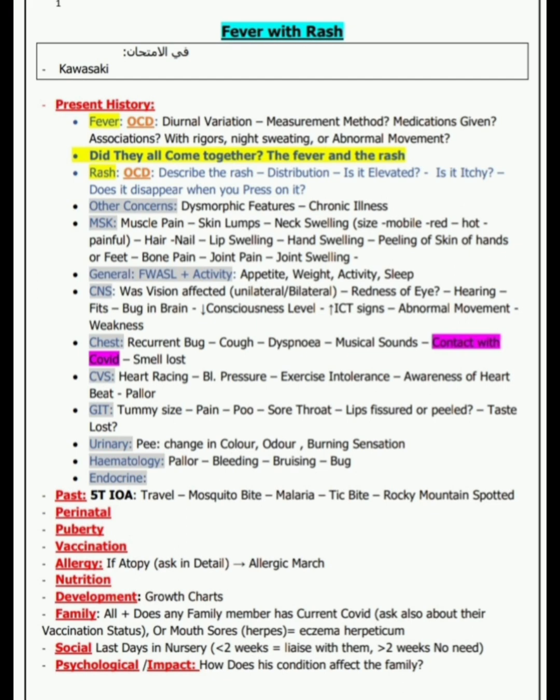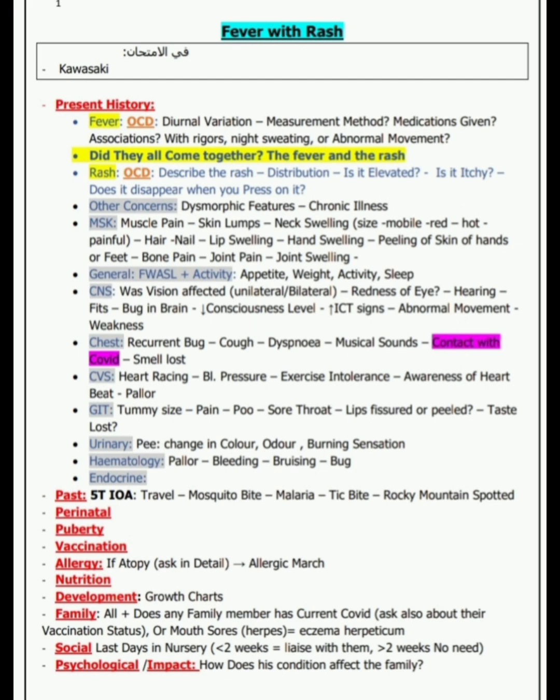Now, past history. As usual, the past history is 5T IOA. 5T, we know: treatment, any previous trauma, any traveling history, any blood transfusion, and which doctor's team is involved in your treatment. IOA: any previous investigations, any onset of the disease, and any admissions we exclude.